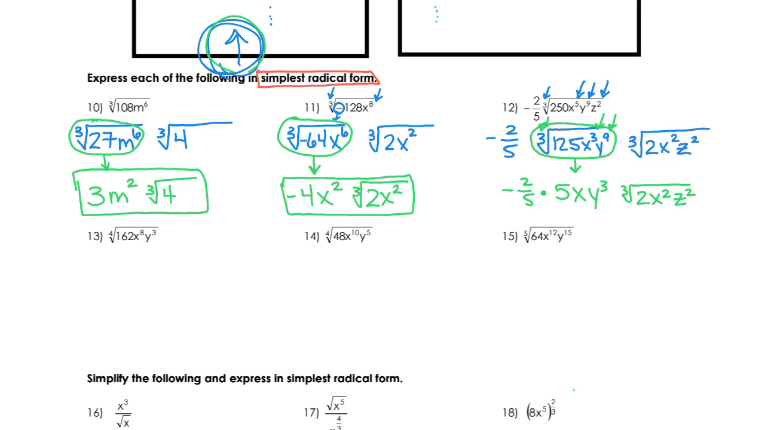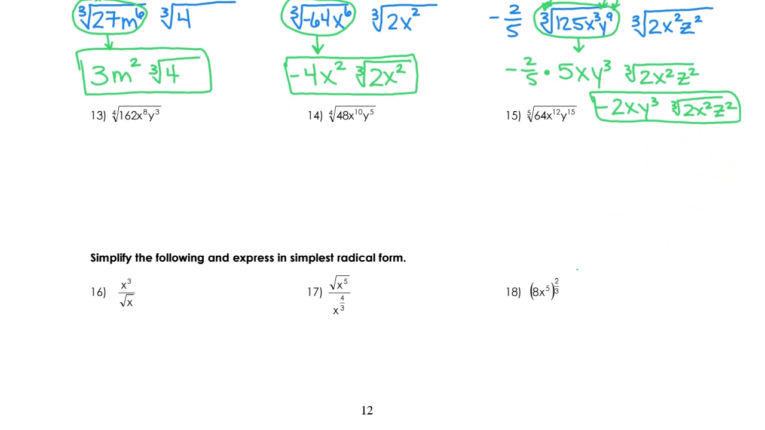And -2/5 times 5, you can do that in your calculator. Okay, it's just -2. And that'll be an x, a y to the third. Leave a little space. You got a cube root of 2x squared z squared. And this is finished. All right, so you have to be very careful when you break them up, okay? Make sure nobody disappears. All right, let's take a look, guys, at the next 3.